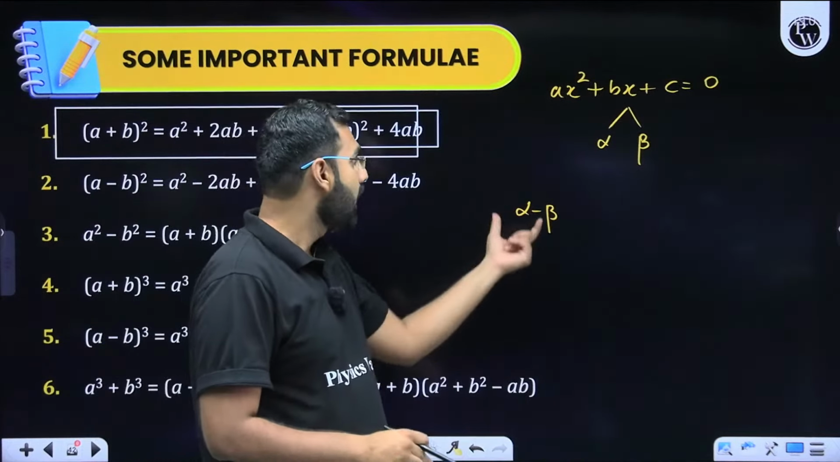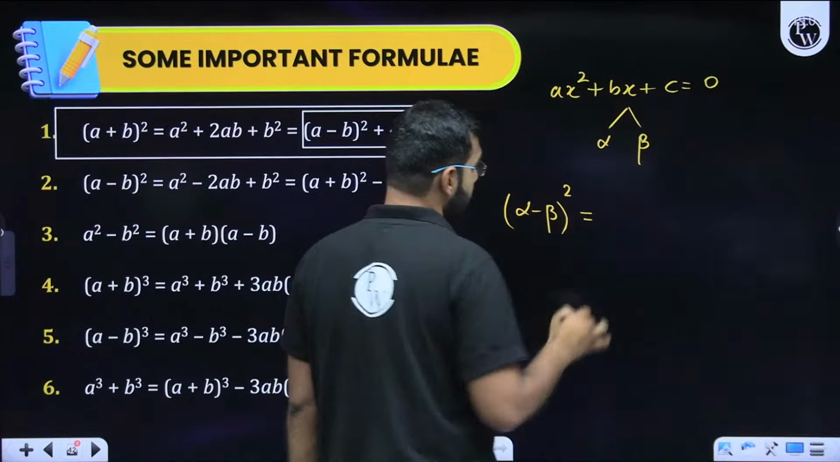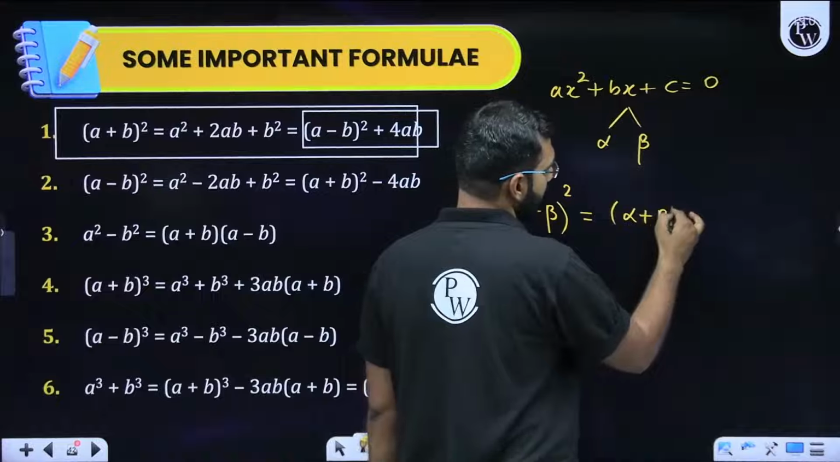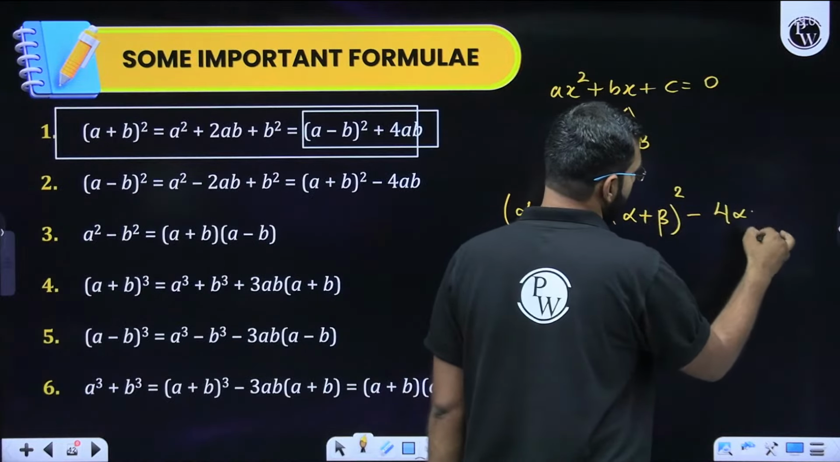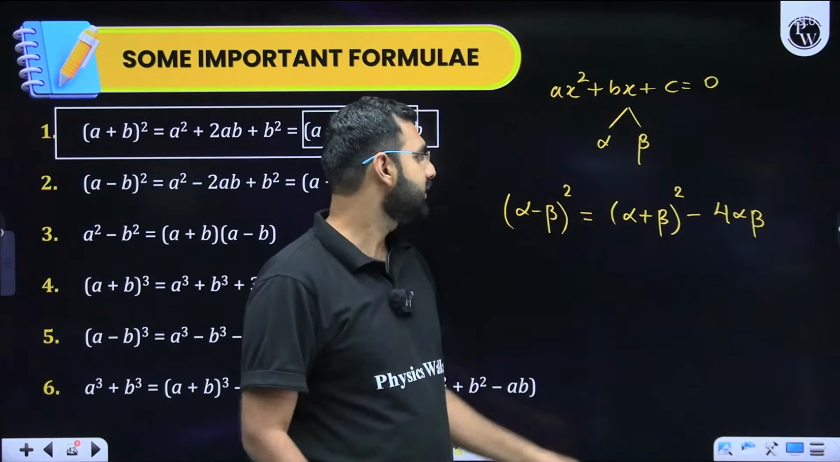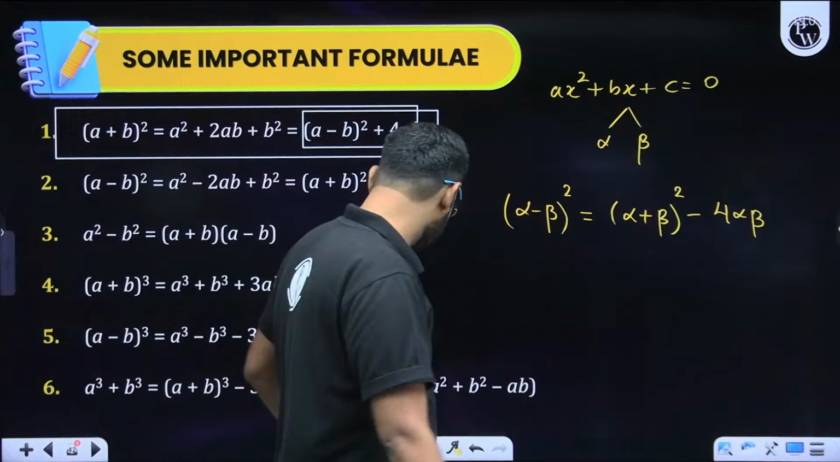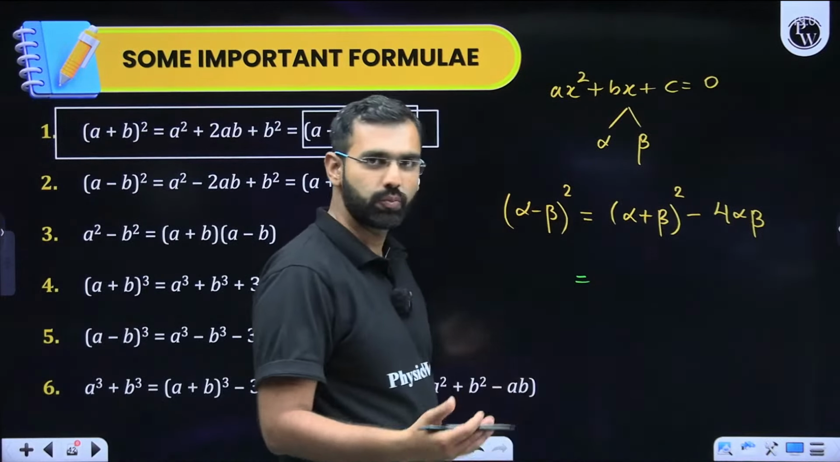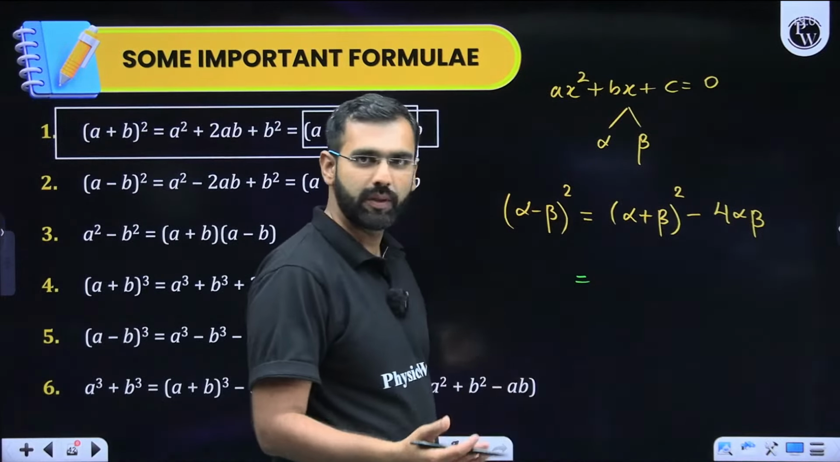Can I not say, sir, alpha minus beta as of now I cannot find, but alpha minus beta whole square I could write, because it is (alpha plus beta) whole square minus 4 alpha beta. Why? Because it will be alpha square plus beta square plus 2 alpha beta minus 4 alpha beta. So cumulatively, it will be alpha square plus beta square minus 2 alpha beta, which is (alpha minus beta) whole square. But in quadratic, you must have studied that alpha plus beta is minus b upon a. So it should be b square upon a square. 4 alpha beta is 4c upon a.